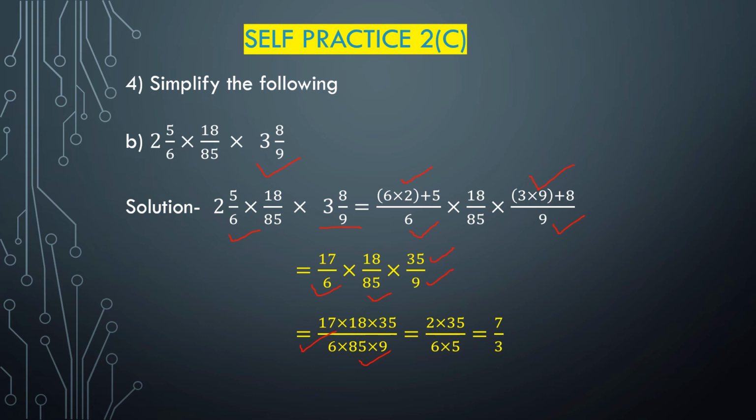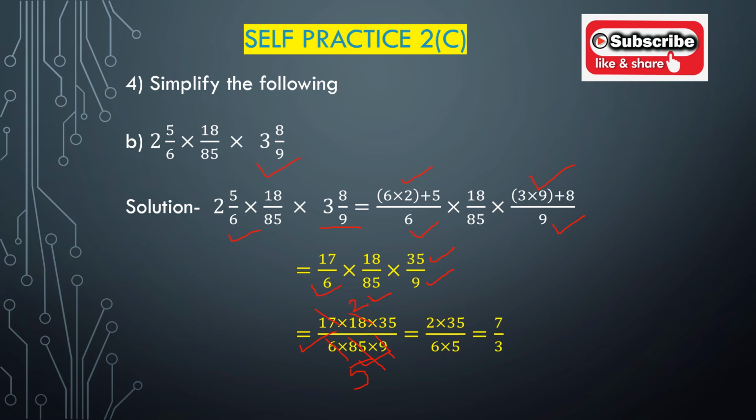Now we cancel this 17 with 85, that is 17 multiplied with 5 is 85, and cancel 9 with 18. 9 multiplied with 2 is 18, and cancel 6. Now we get 2 multiplied with 35 in the numerator and 6 multiplied with 5 in the denominator.